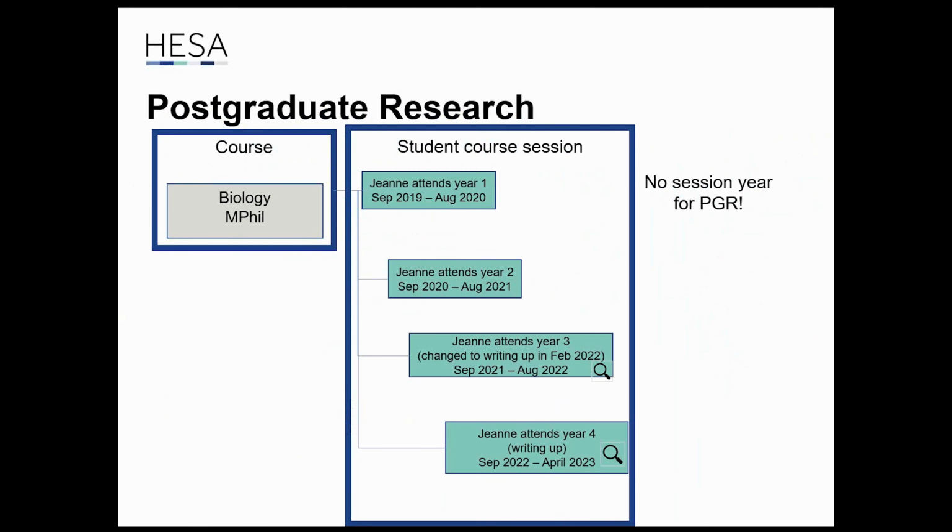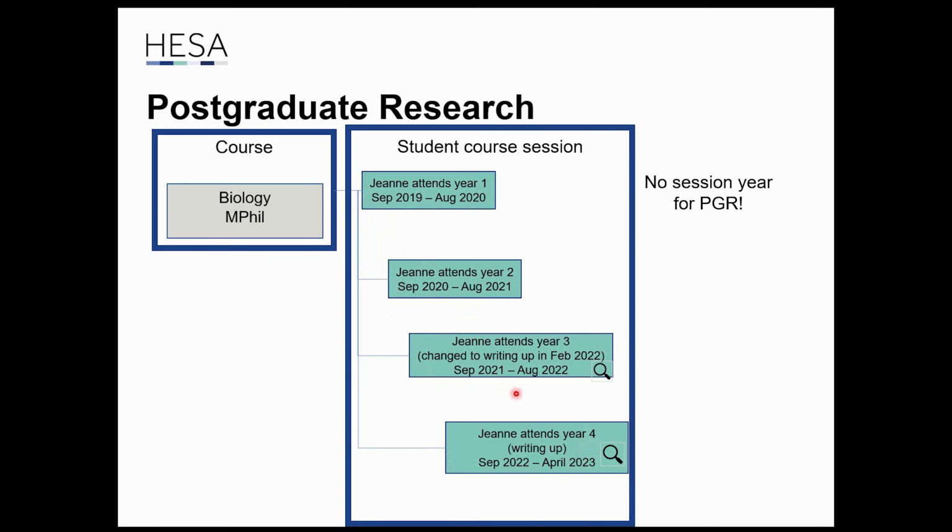So in this example, we have Jean completing her postgraduate research course. And as I've said, there is no session year for PGR students. So what you would have is one student course session returned for each year that the student studies, starting from the point that they start. So Jean starts in September 2019. And so year-long student course sessions are returned until the final student course session, where the end date reflects when Jean actually finishes her study. If another student started in April or August, then that is the point from which these year-long student course sessions would start.